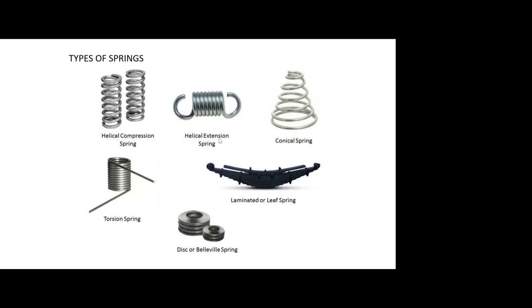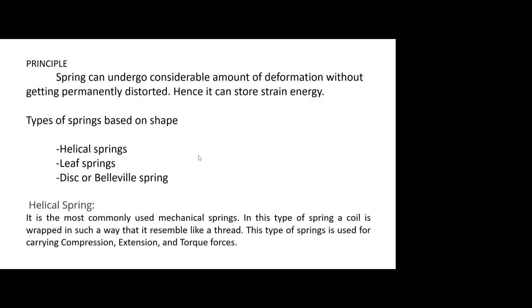Then there are other types of springs called the leaf spring. That means it consists of different layers of springs in the form of a leaf. These are usually used in vehicles, heavy vehicles, etc. We can see the springs in the form of leaves provided at the bottom of the vehicle. Then also the disc spring, which is in the form of a disc.